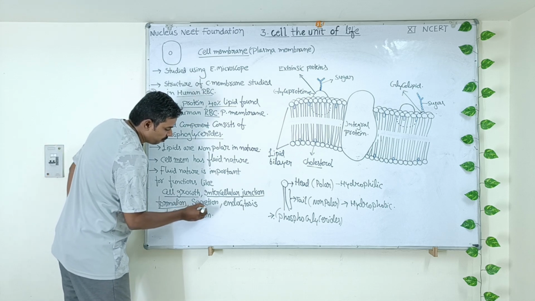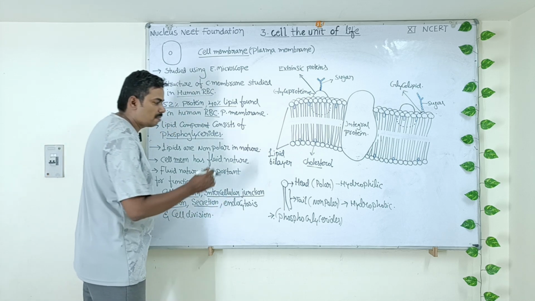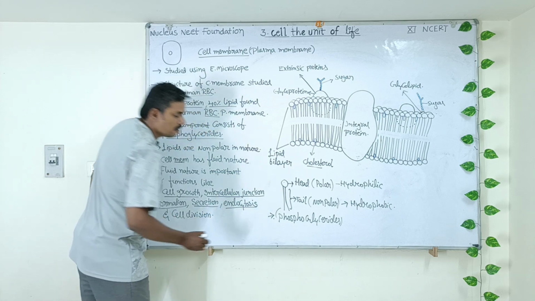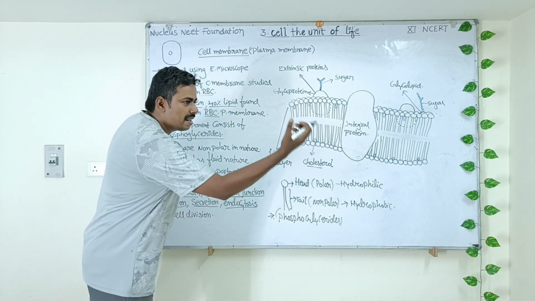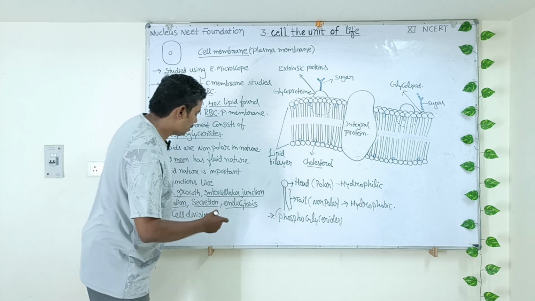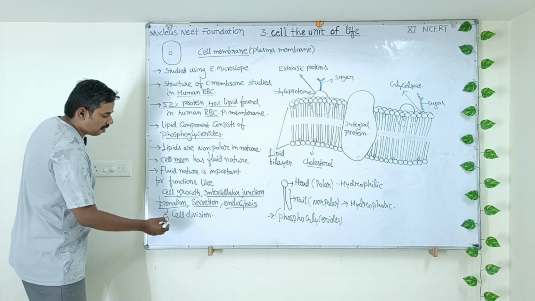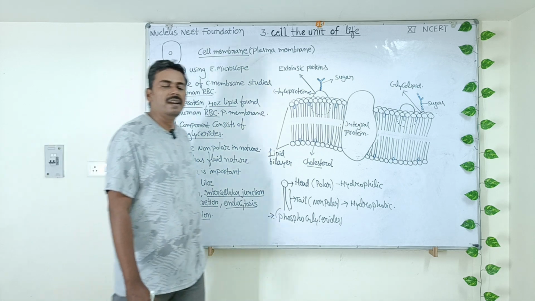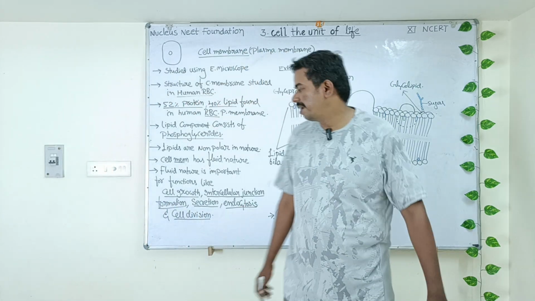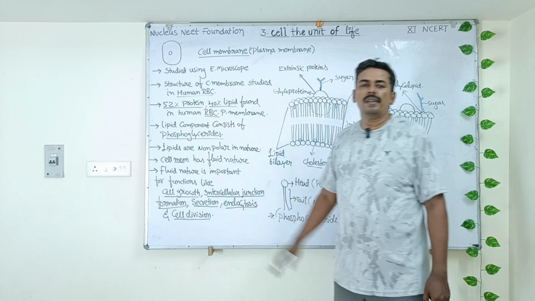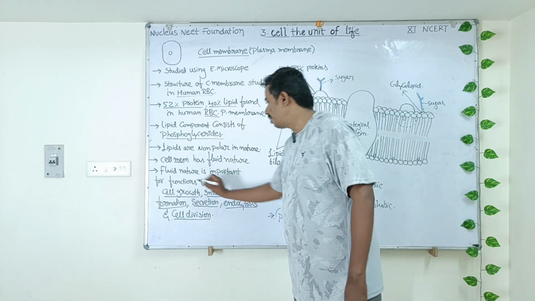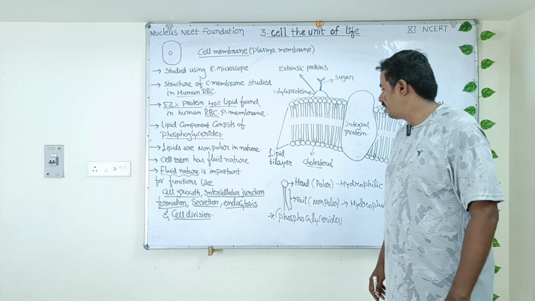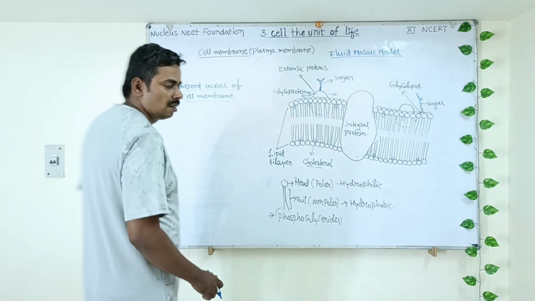The fluid nature of the plasma membrane is also responsible for secretion, meaning release of certain products out of the cell. Endocytosis means the plasma membrane can take in certain molecules into the cell. The fluid nature is also responsible for cell division. So these are all the different functions the plasma membrane can carry out because of the property called fluid nature. Understood, students? Copy down this diagram.